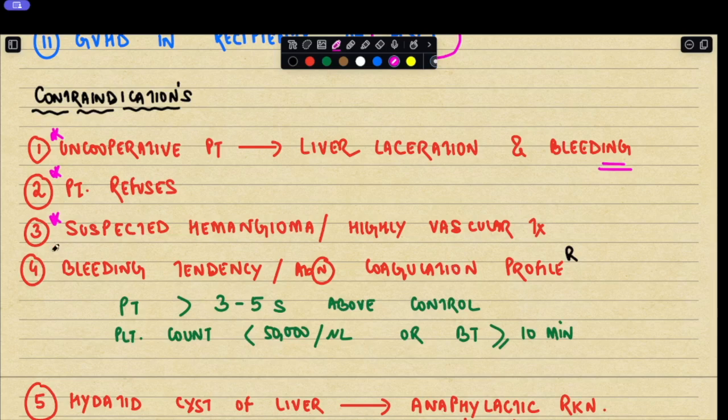Fourthly, bleeding tendency or an abnormal coagulation profile. You have seen that over here I have put an R. R means relative. It is a relative contraindication. So when the prothrombin time is more than 3 to 5 seconds above control, or the platelet count is less than 50,000 per microliter, or the bleeding time is more than or equal to 10 minutes, in such cases it is relatively contraindicated. You might be able to carry out the procedure after administration of vitamin K or giving platelet concentrates, or after correcting these abnormalities. So these are relative contraindications.